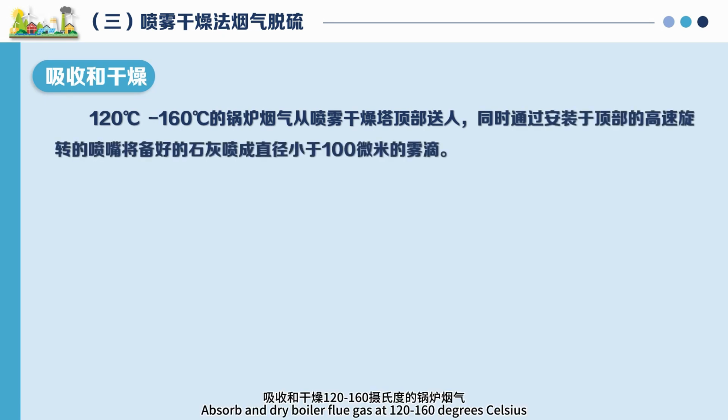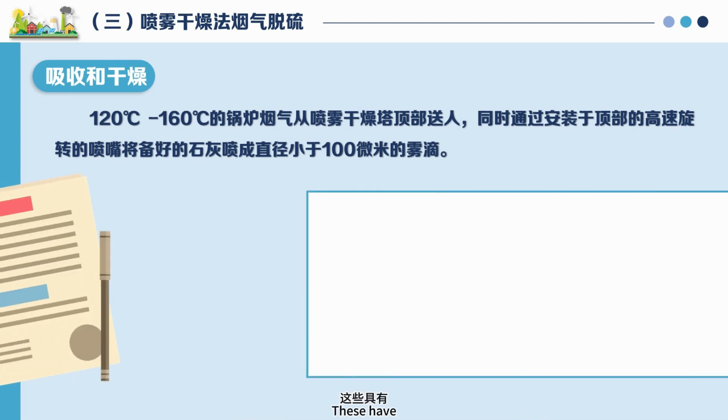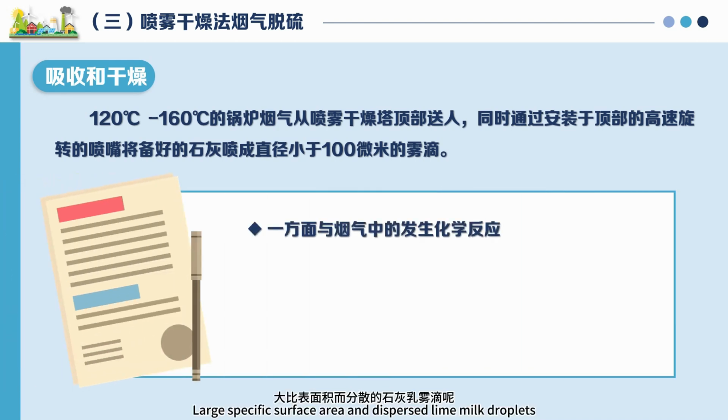Absorb and dry boiler flue gas at 120 to 160 degrees Celsius, fed from the top of the spray drying tower. Meanwhile, a high-speed rotating nozzle is installed at the top of the tower to spray the prepared lime into droplets with a diameter less than 100 microns. These have a large specific surface area.